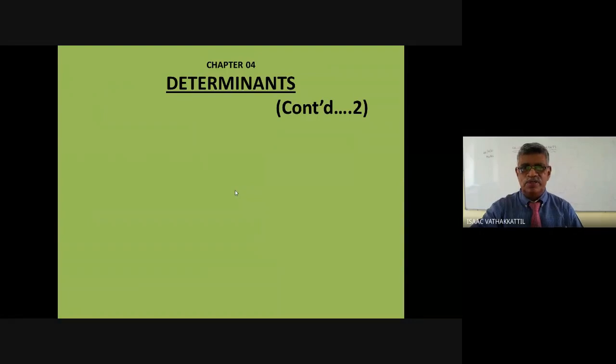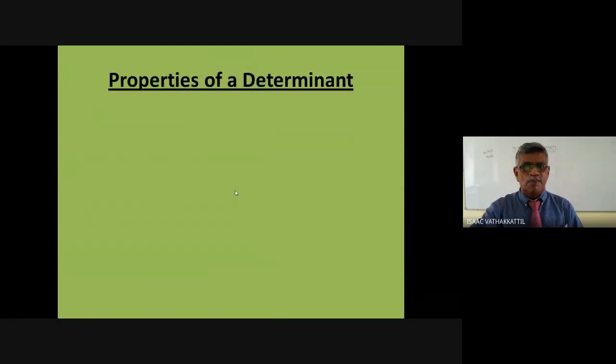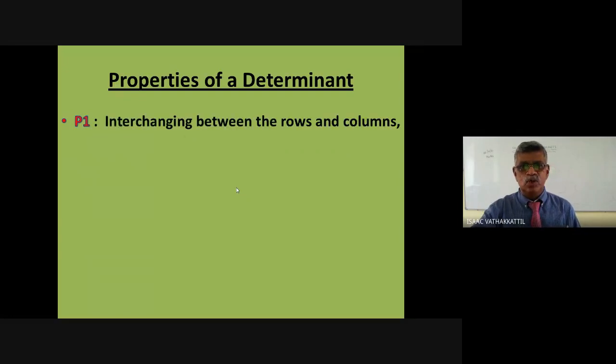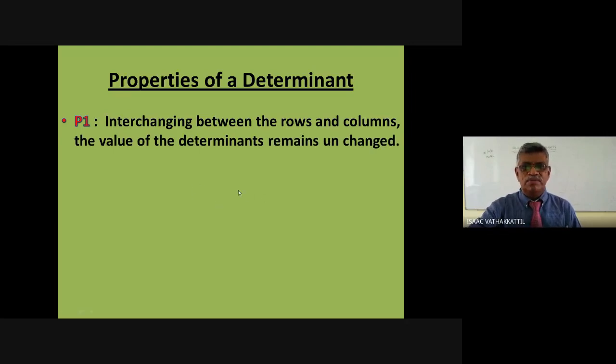Yesterday it was only a revision on topics. Properties of determinants. The first property we have seen, what was that? Interchanging between the rows and columns, the value of the determinant remains unchanged.